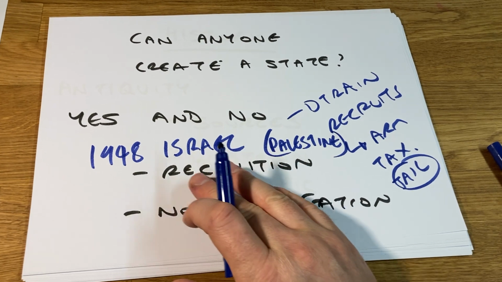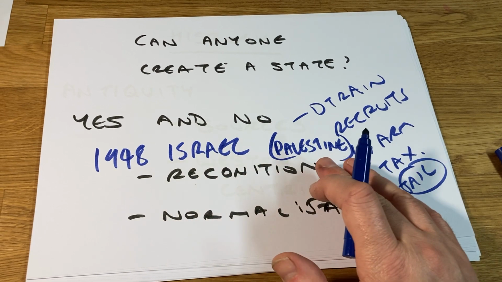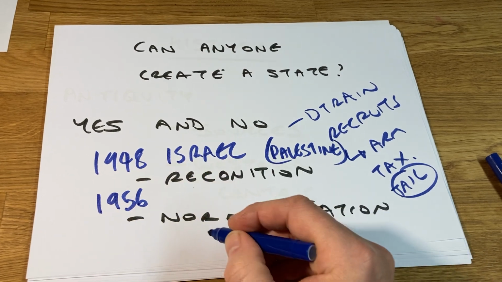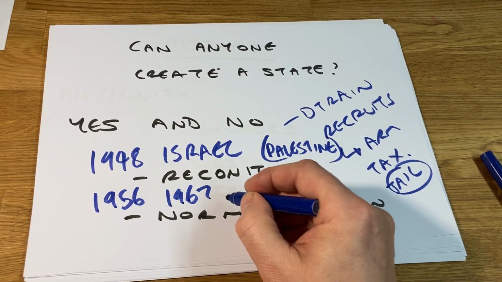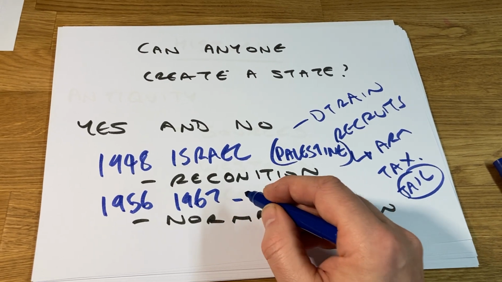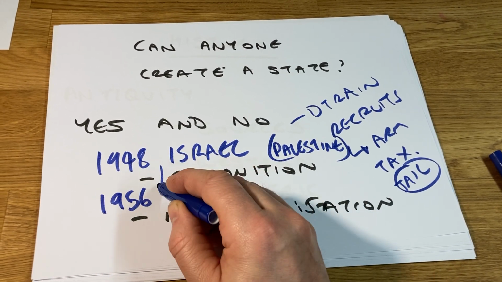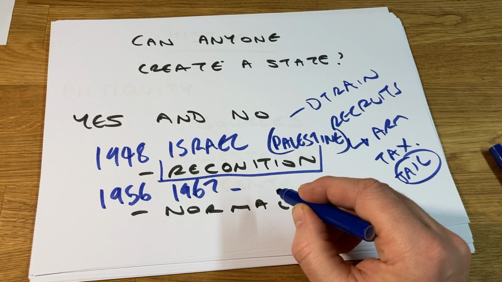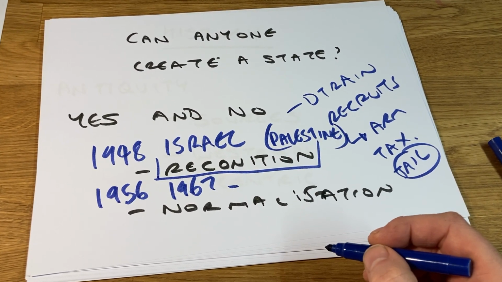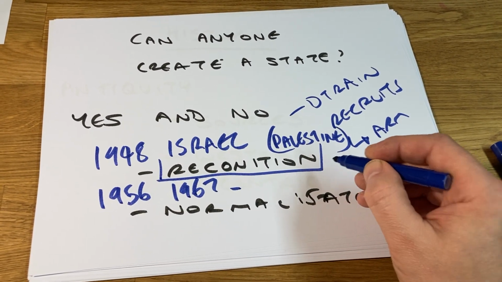Now, I won't get political about what happened. I will just say that the State of Israel was created via war, and it was created via wars in 1948 and 1956 and 1967. The Arab states tried to obliterate the State of Israel and failed. Now, for many years, the State of Israel, whilst it existed, was not recognised, certainly not by the Arab states. After a lengthy period of time, various Arab states started to recognise the State of Israel.